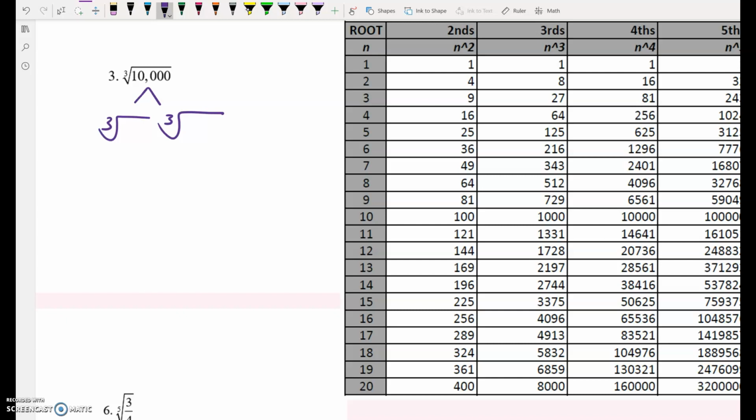So when I said don't think too hard, I'm hoping that the number 1,000 stood out to you. 1,000 times 10 is 10,000. The third root of 1,000 is 10, so our answer is 10 times the cube root of 10.